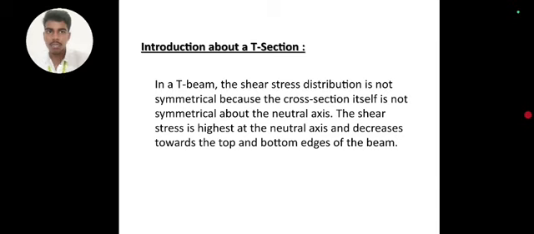In a T-beam, the shear stress distribution is not symmetrical because the cross section itself is not symmetrical about the neutral axis. The shear stress is highest at the neutral axis and decreases towards the top and bottom edge of the beam.